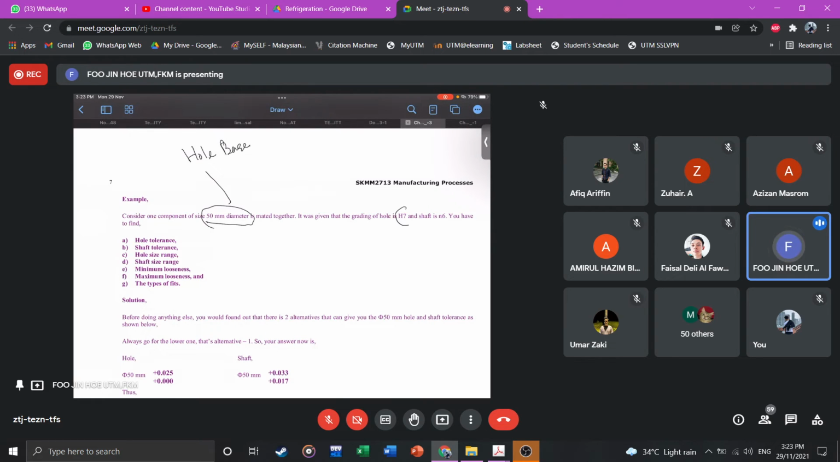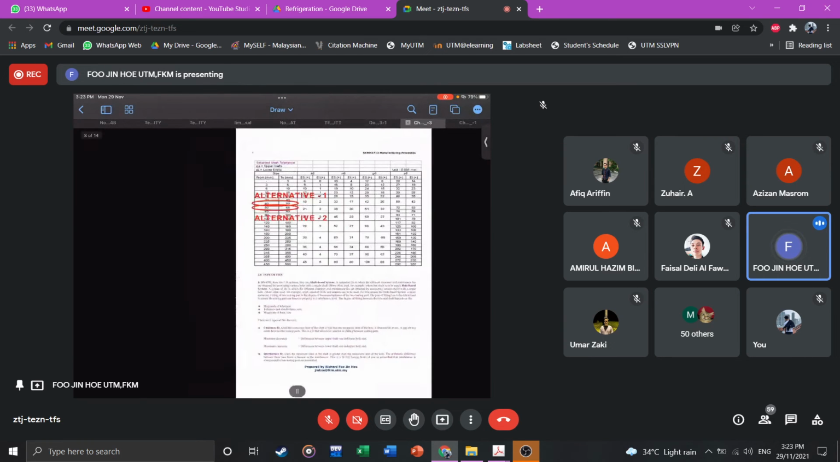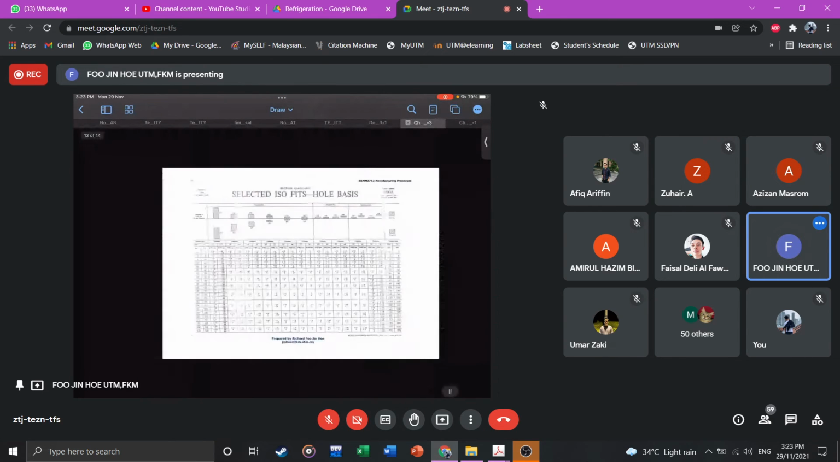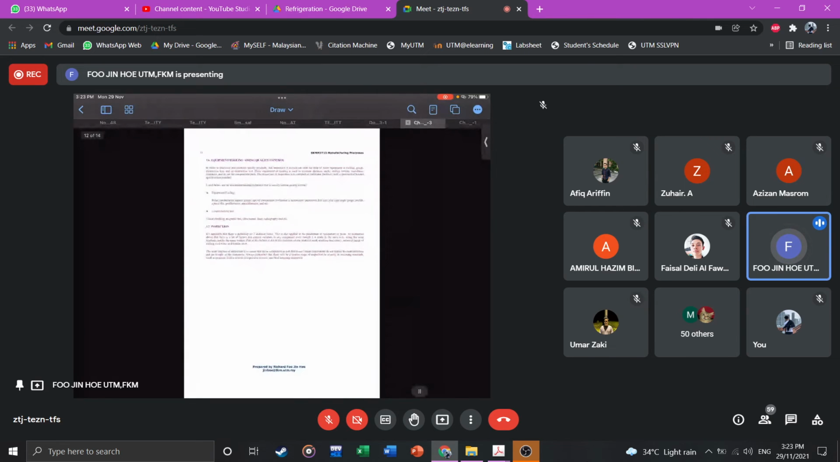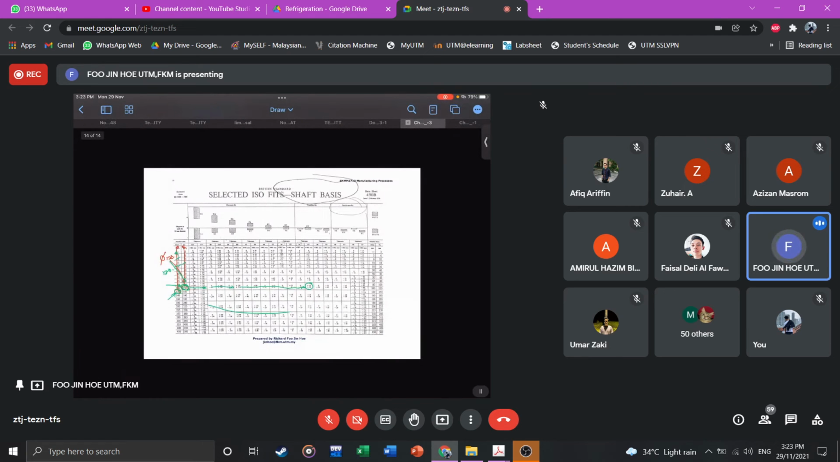So H7 and N6. All right. What we need to do is look into the hole base system. We look for the H7 and N6. Make sure that you refer to the right one. How to know? Read from here: hole base and shaft base. So make sure you refer to the right table.